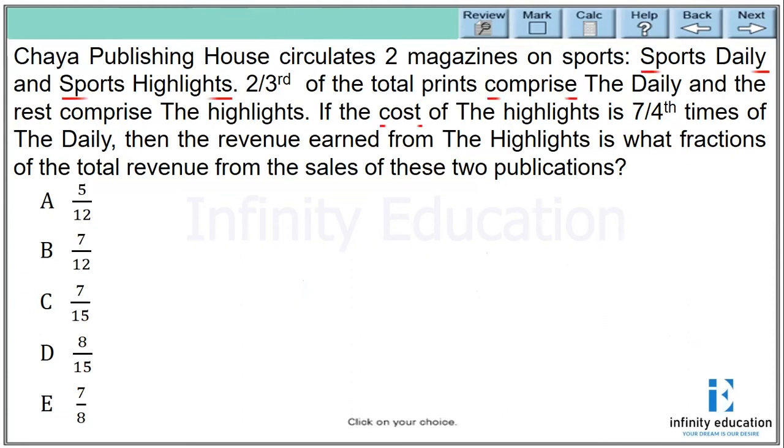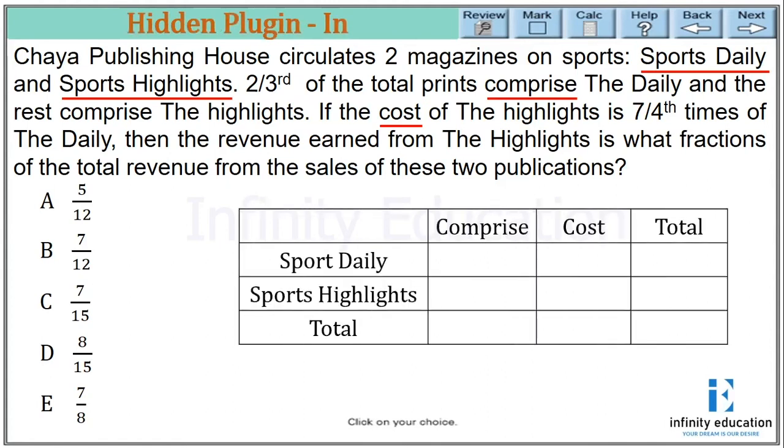So we can see there is Sports Daily and Sports Highlight. There are 2 different things, and there is how many prints comprise and the cost. So I can say this question is similar to the previous one, like 2 different things having 2 different segments. So I must plug in, and at the same time I must use a table like this. You can see there is Sports Daily, Sports Highlight, and there is comprise, cost, and total. Now if you read the question, they are saying 2/3 of the total print comprises the daily.